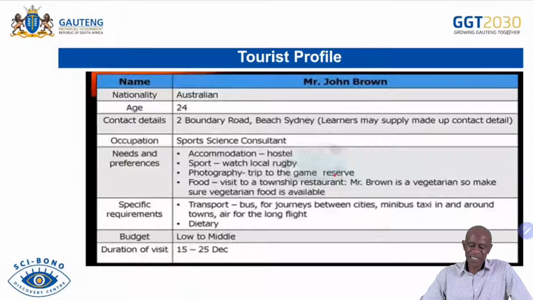As we further explain Mr. John Brown's profile as our tourist in question, we need to look at his nationality, as to where he's coming from. In the case of Mr. John Brown, he comes from Australia. So his nationality is Australian. A person whose nationality is South Africa would be referred to as a South African.